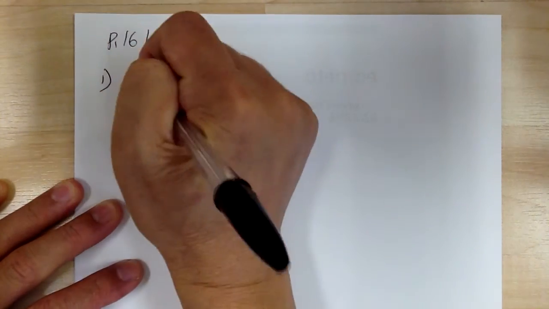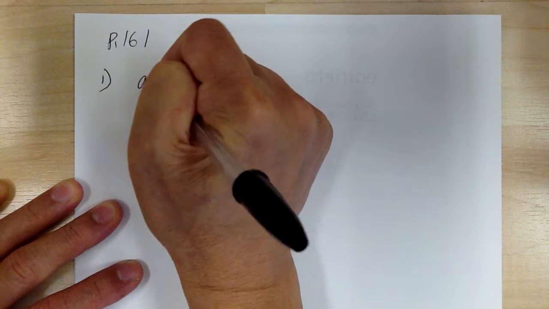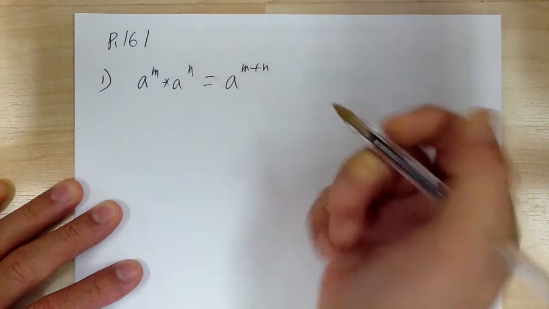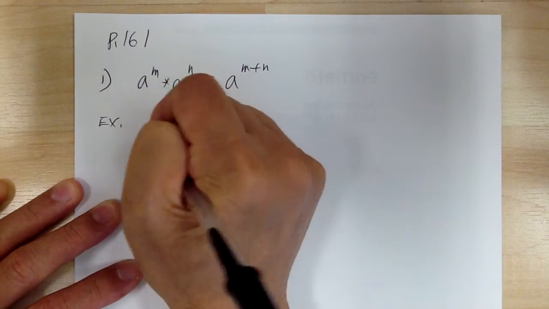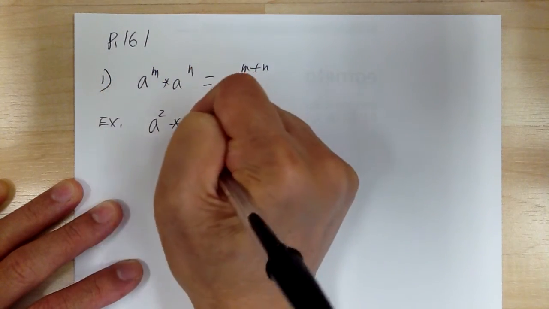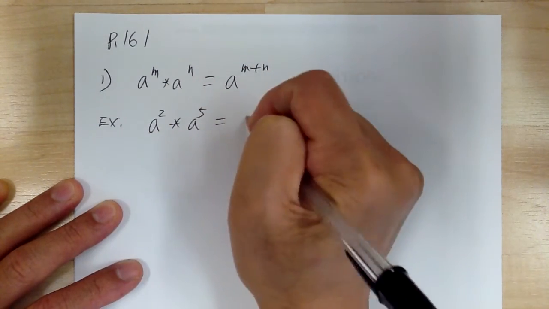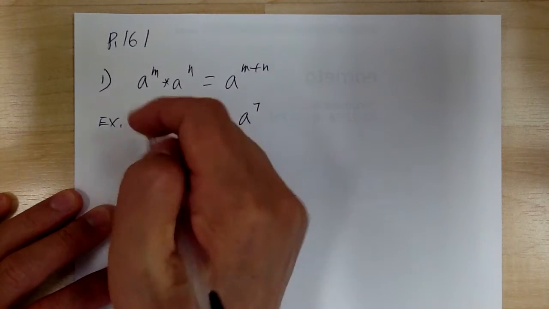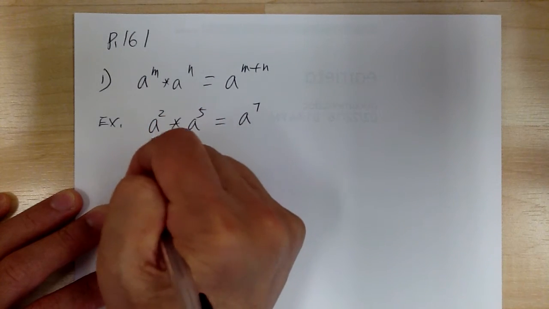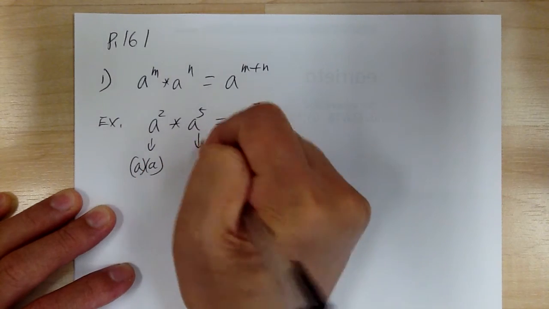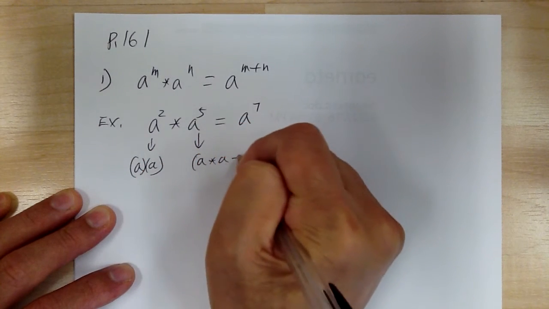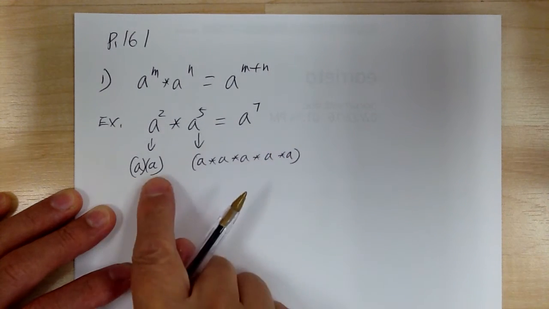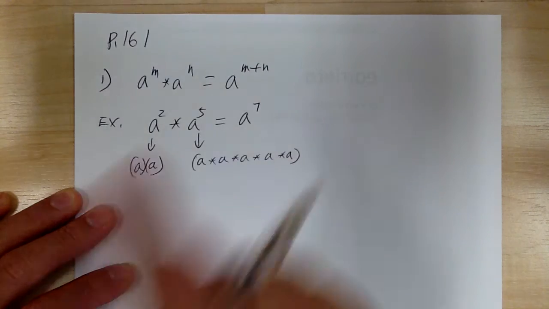So the first law is when you have a to the m times a to the n, this will equal a to the m plus n. Example, if you have a to the 2 times a to the 5, this will equal a to the 7. All you have to do is just add that. Okay? And the reason for that is this means a times a. And this means a times a times a times a times a. So when you multiply it out, you got how many? 1, 2, 3, 4, 5, 6, 7. That's the reason for that.